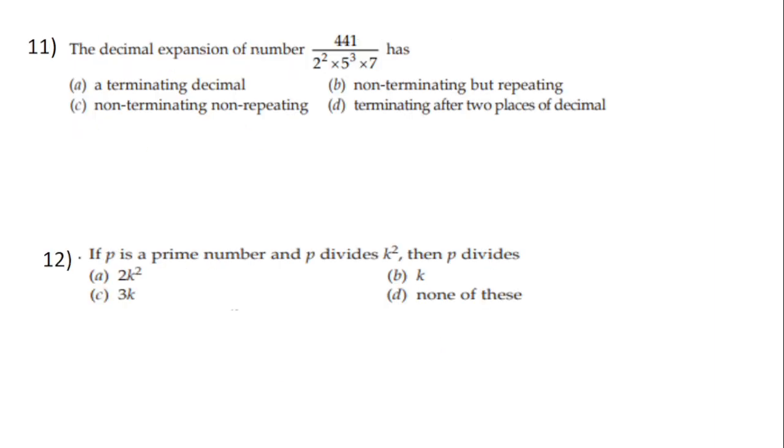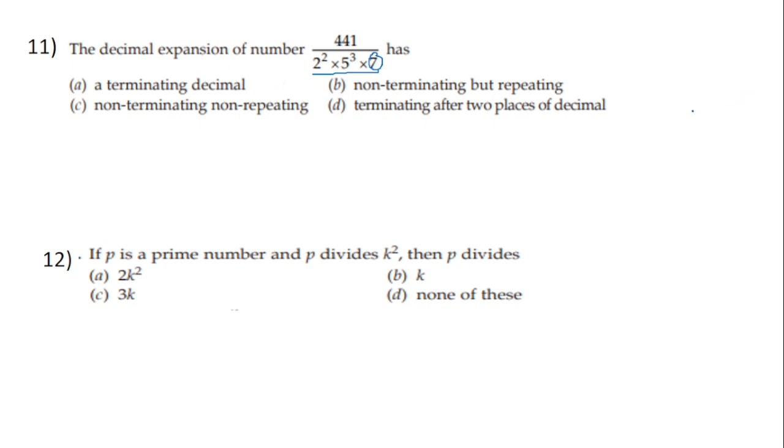The decimal expansion of the number 441 upon 2 square into 5 cube into 7 is, see, whenever you come across these types of questions, we should check the denominator part. If the denominator is the product of only 2's and 5's, it is terminating. See, here 2's are there, 5's are there. Along with that, some extra number 7 is there. So you can fix it. It is non-terminating.